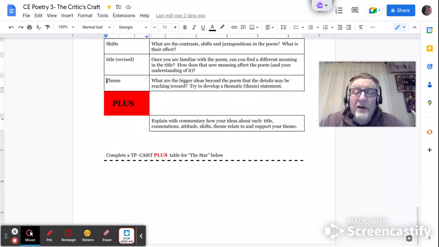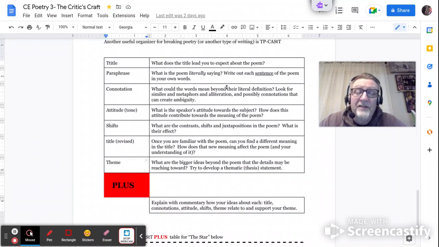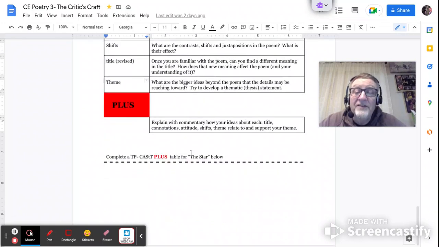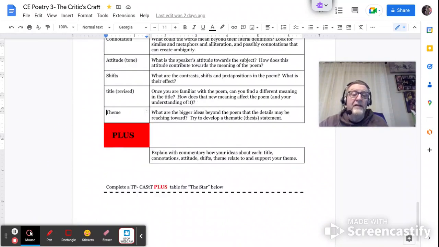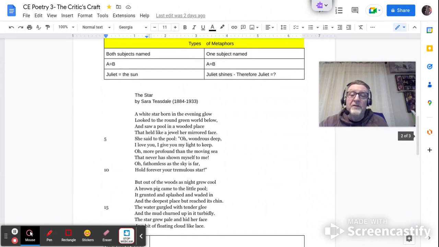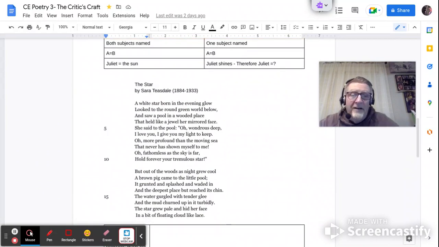So I want you to, underneath the dotted line, do a complete, you can copy and paste. That's fine, copy and paste, and then just delete the things you need. Copy and paste this table and complete a TP-CAStT plus for Star. The poem that I read in the first video. This one here by Sarah Teasdale. Sarah Teasdale, who also wrote the poem we do in freshman year.